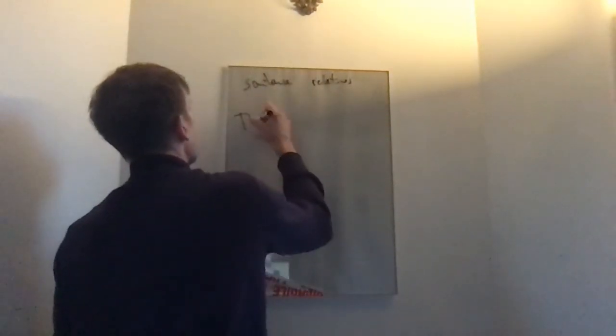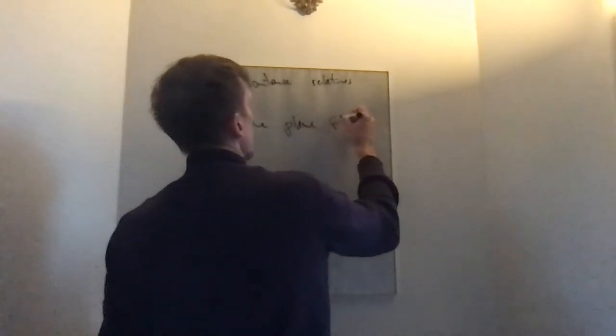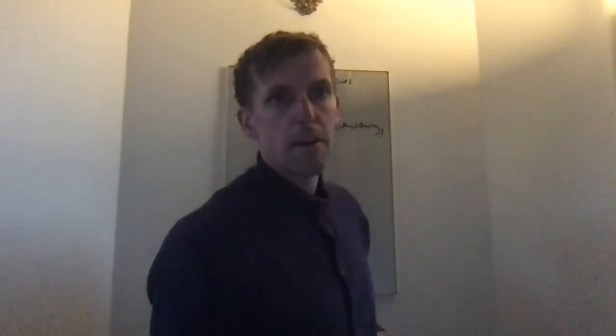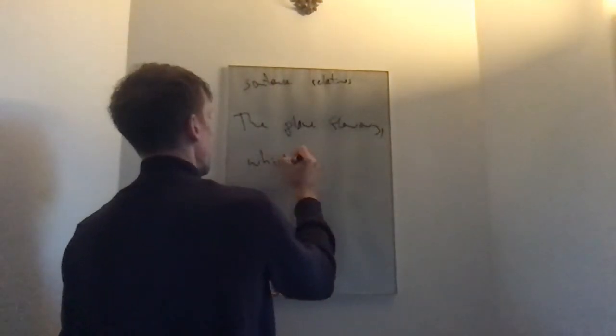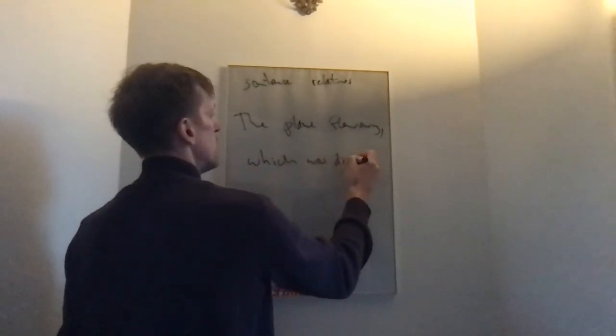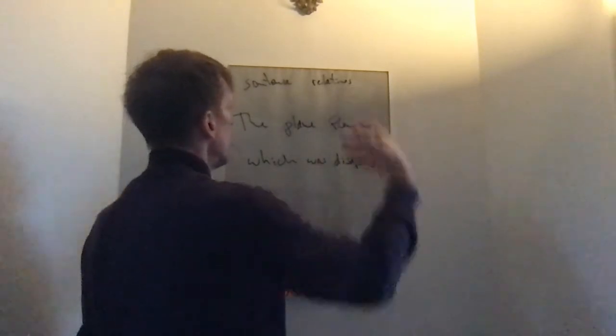So I can invent a sentence. We're going to say the plane flew away. And then I'm going to add some kind of a commentary about that thing happening, right? So I have the first sentence, the plane flew away, just a factual statement, no problem. And then I'm going to want to say something about that. And I can say, which was disappointing. Okay, so the plane flew away, which was disappointing.